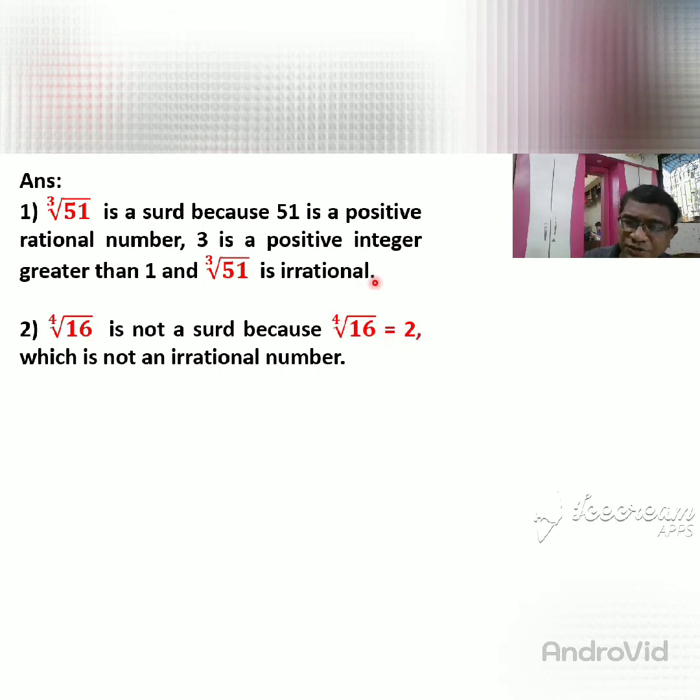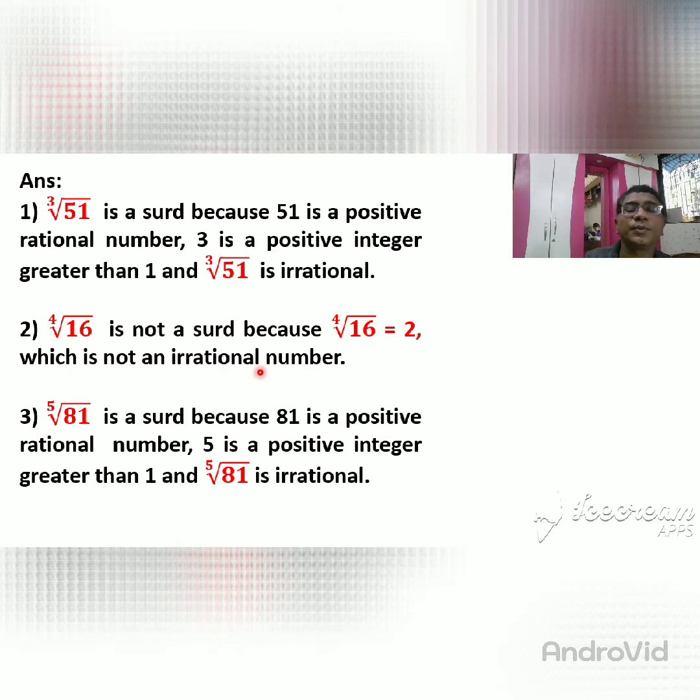So it is a rational number, so it is not a surd. Here it is written "not a surd" because its fourth root is 2, which we know. So it is a rational number, so it is not a surd. Not irrational means it is rational. Do you understand? Any doubts here? Then we are going to problem number 3.